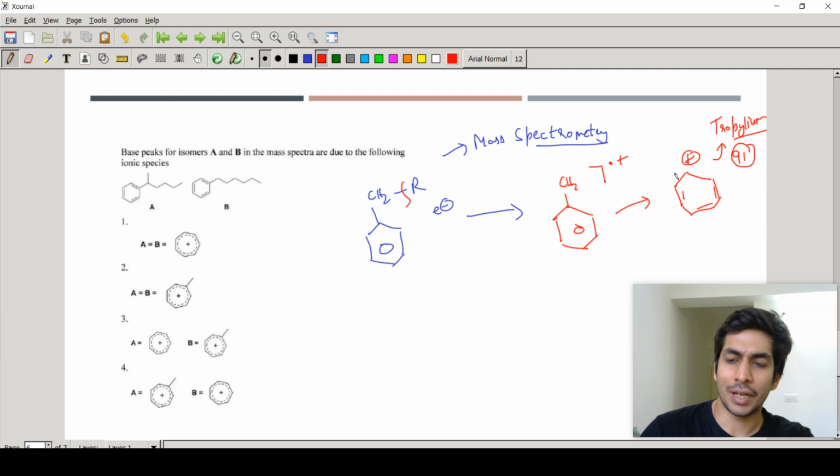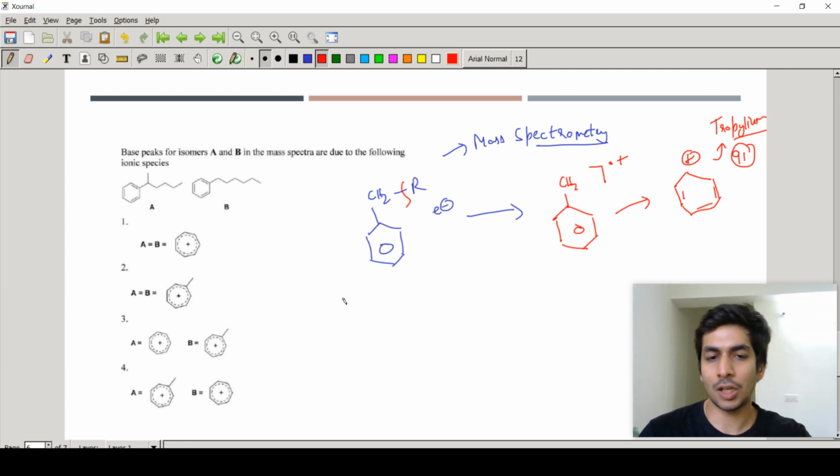Okay, we have 7 carbons, so 7 into 12, that is 84, and then if you include the hydrogens, I think it will come out to be equal to 91. All right, so it's equal to 91 as m/z. I'm not sure, you can just confirm.